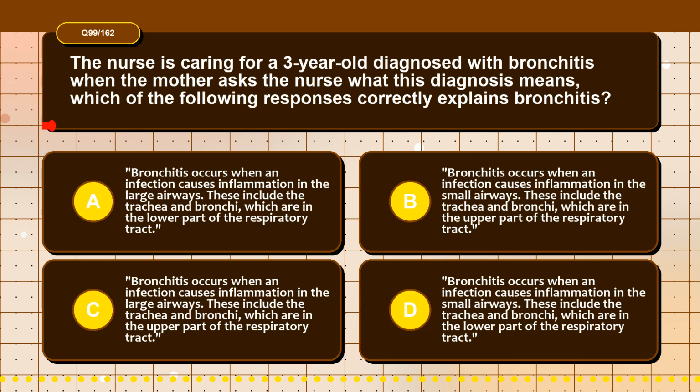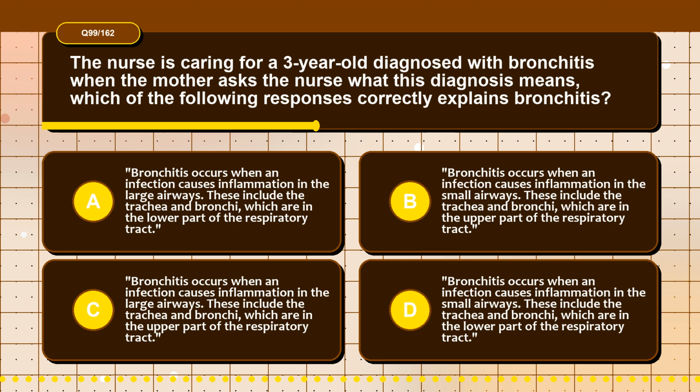Question 99. The nurse is caring for a 3-year-old diagnosed with bronchitis when the mother asks the nurse what this diagnosis means. Which of the following responses correctly explains bronchitis? Here are the options. Option A. Bronchitis occurs when an infection causes inflammation in the large airways. These include the trachea and bronchi, which are in the lower part of the respiratory tract.